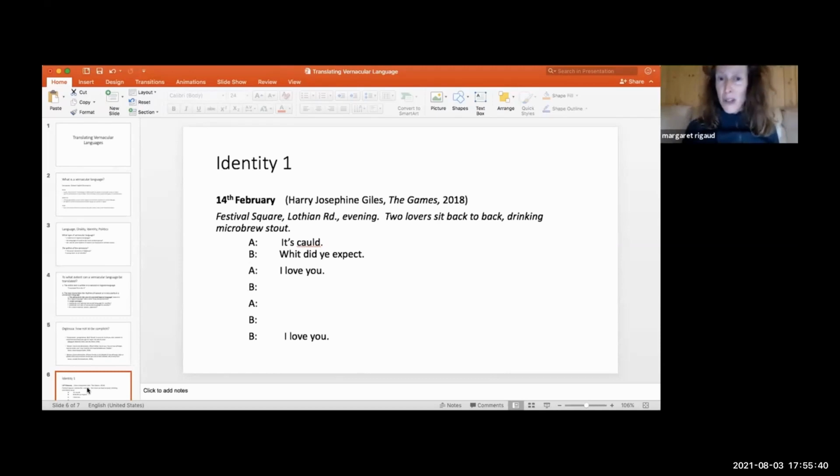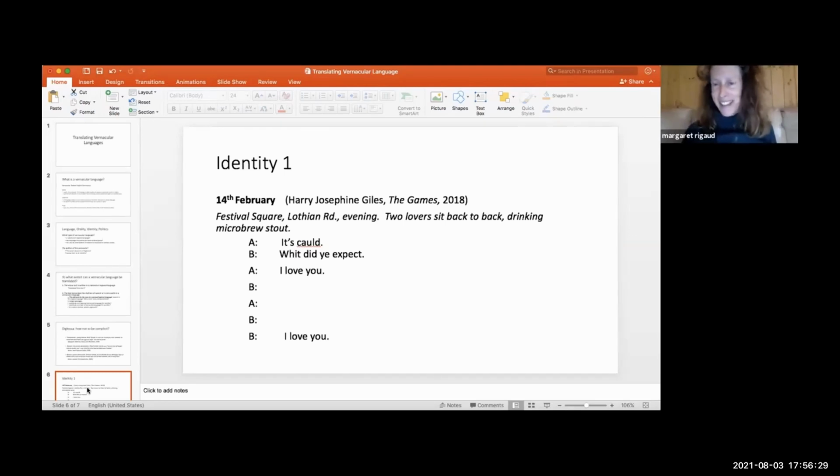Since yesterday we looked at Harry Josephine Giles, I decided to look at some of the texts by this writer. Here we have quite a nice little 14th of February poem, a very elliptic poem, and that is very situated. Festival Square, Lothian Road. We know where this is. This is Edinburgh. There is another little pointer that this is very situated. They are drinking microbrew stout. They are not drinking a globalized mass market beer, but microbrew. So here we have these two characters.